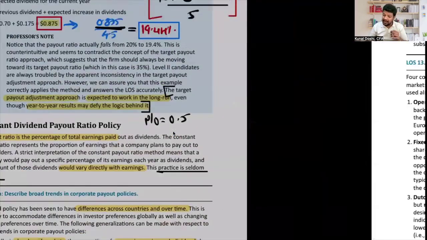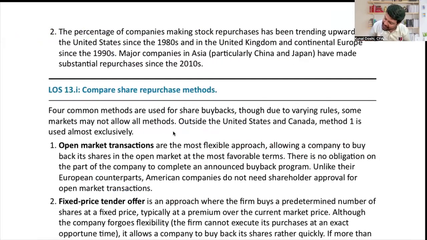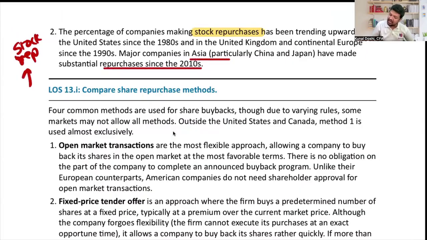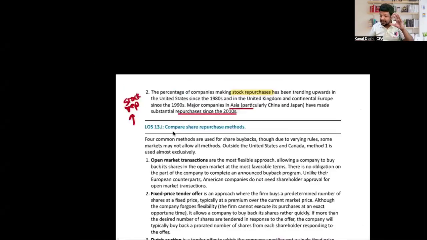But on the opposite side, you will see the stock repurchase trend is going up. So the stock repurchase trend shows that the companies these days are going for more repurchase. Understood? Major companies in Asia have made substantial repurchases. You will see this trend. Of course, it was already existing in the West, but now Asia has also been coming to the point where the repurchase has been increasing of late. Understood? This is the recent trend.